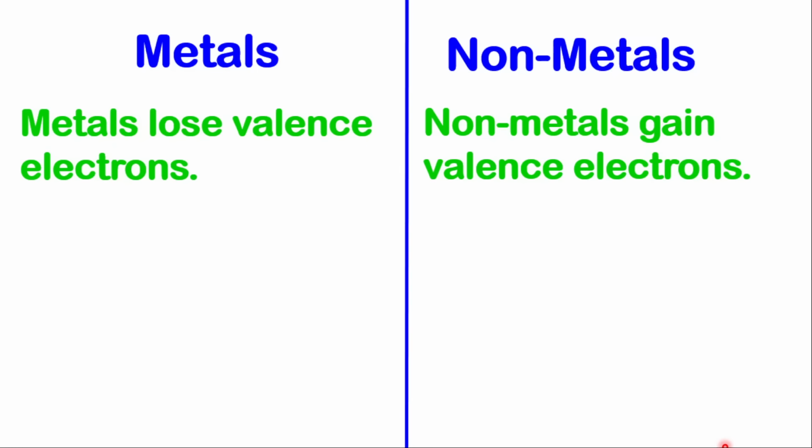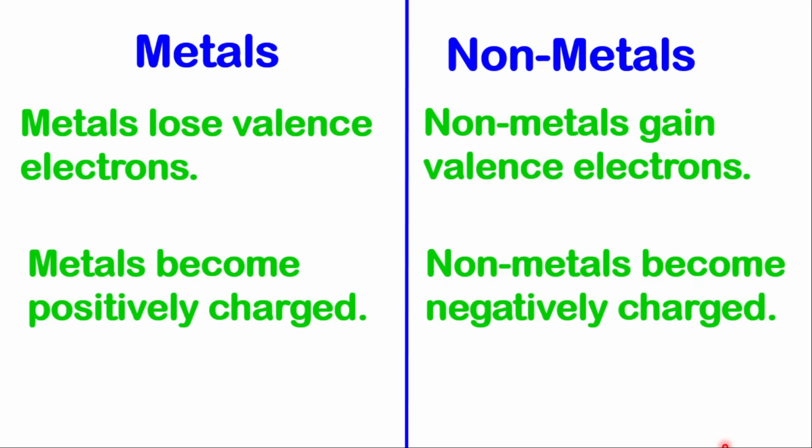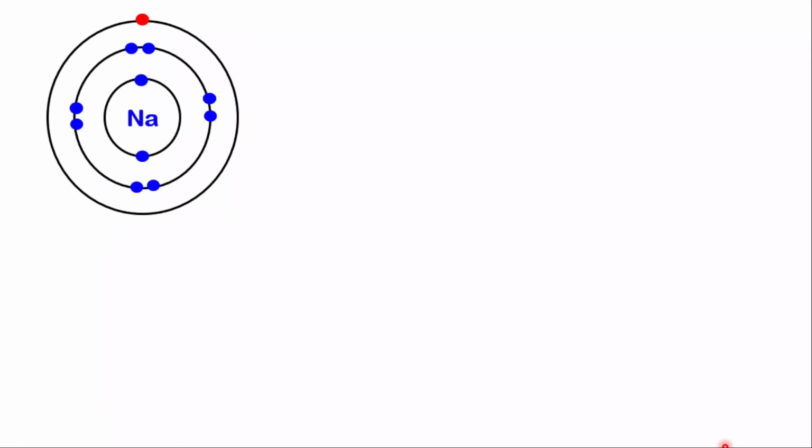Again, metals become positively charged because they give up their negative electrons, and non-metals become negatively charged because they gain more negative electrons. And when metals form ions, we call them cations, and when non-metals form ions, we call them anions.